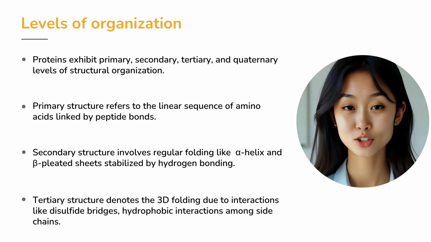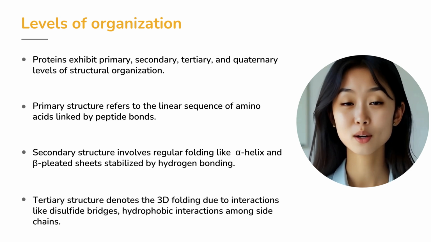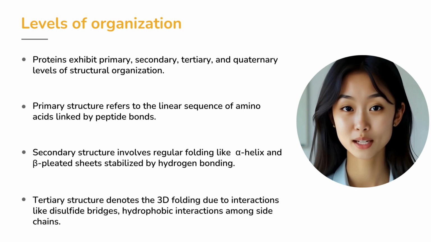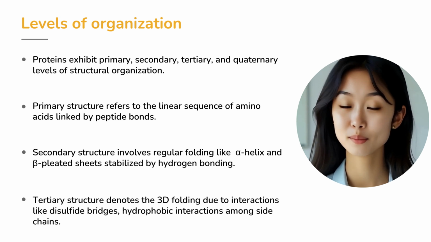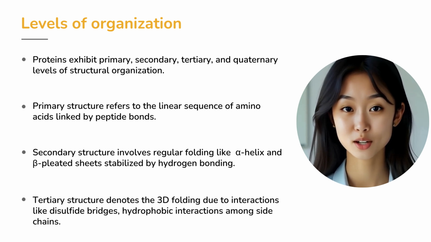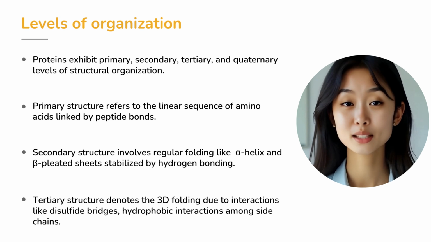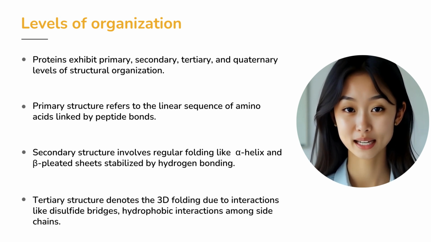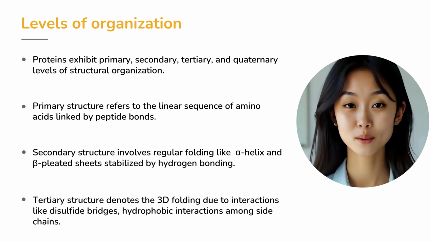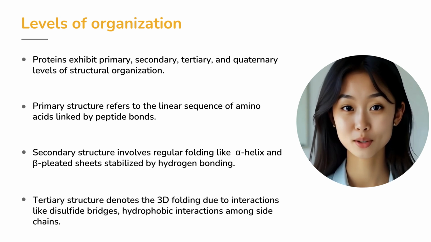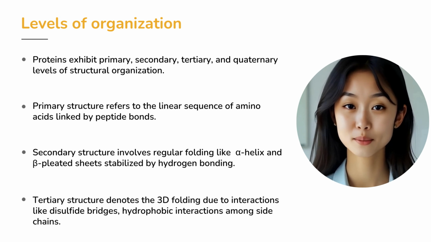The primary structure is simply the linear sequence of amino acids connected by peptide bonds, like beads on a string, each bead a different flavor depending on the amino acid. Moving up, the secondary structure is where the string folds into neat patterns, commonly the alpha helix, which looks like a coil spring, or the beta-pleated sheet that resembles a folded fan. These shapes are stabilized by hydrogen bonds, kind of like Velcro holding fabric folds in place.